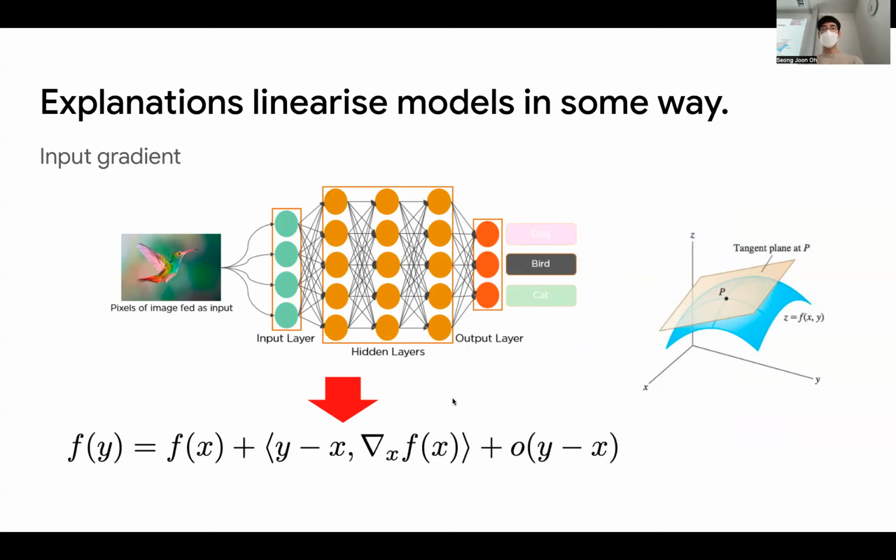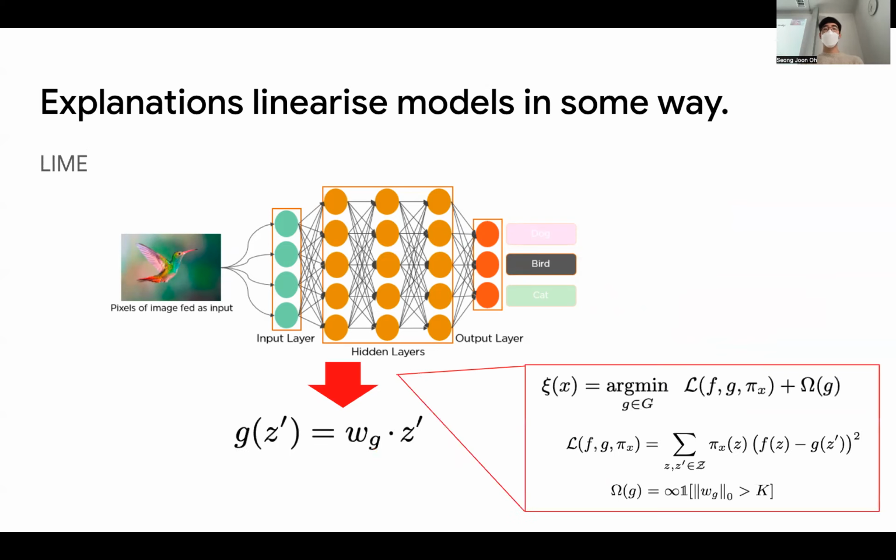So as I said, explanation is about linearizing models in some way. This is what input gradient is doing, right? So instead of looking at the prediction f of y, we are looking at the prediction f of x, which is close to y, and then there's a linear term on top of that. So input gradient is looking at a small perturbation around this test sample of interest, f of x. LIME is doing this more obviously by turning your model into a sparse linear model and trying to fit it to the original model.